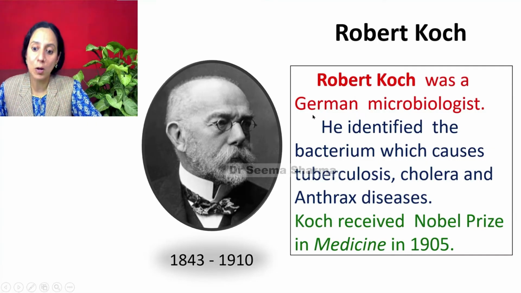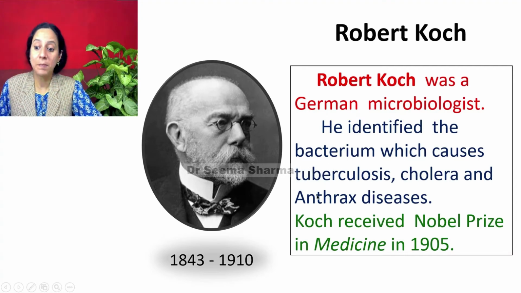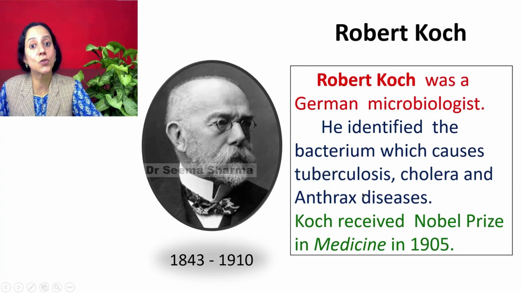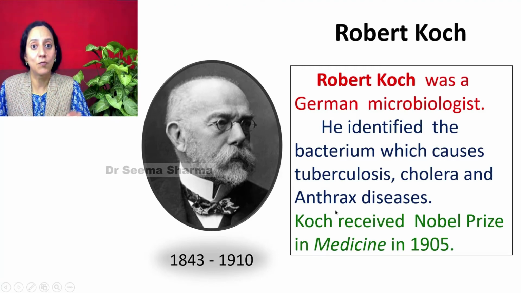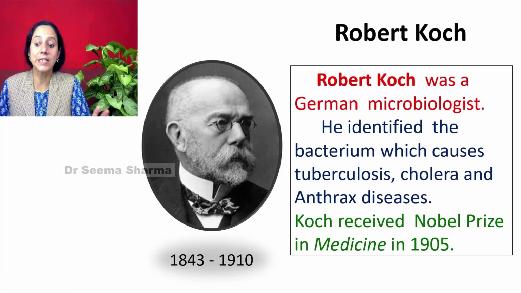Credit for making this information available to us goes to a long list of microbiologists, and one such microbiologist is Robert Koch, who was from Germany. He identified the bacterium which causes tuberculosis, cholera and anthrax, and for that he got a Nobel Prize in 1905. So microbiologists' job is not over by simply identifying the causal organism. They are working one step more to make a medicine to counteract its effect. So let's understand about that also.